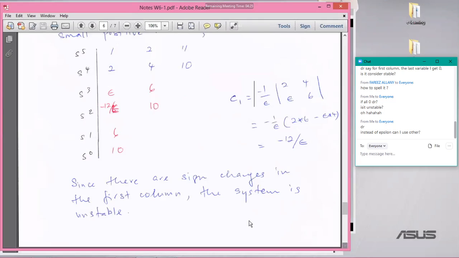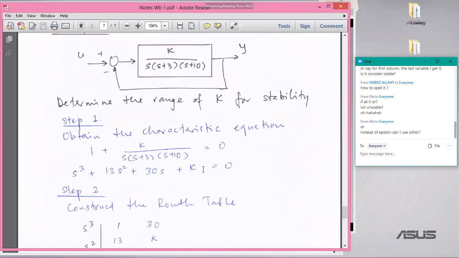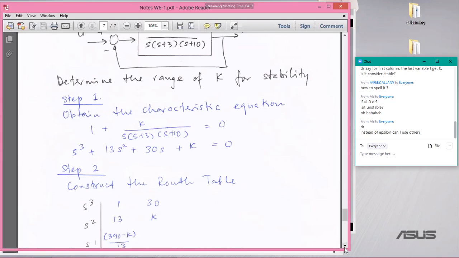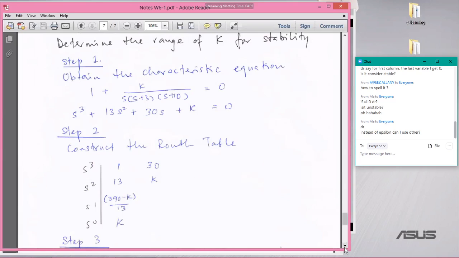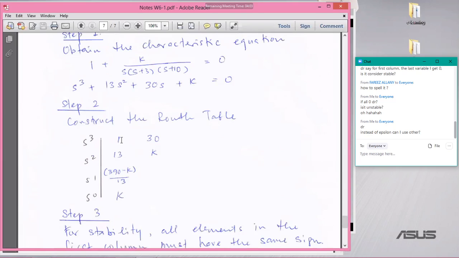Okay, so you obtain the characteristic equation. Do not just take the denominator of G equals 0. That is incorrect. The first step is always to obtain the characteristic equation and then construct your Routh table. Third order, and then you have 1 and 30 in the first row, 13 and k in the second row, and then you proceed to compute the rest of the elements.